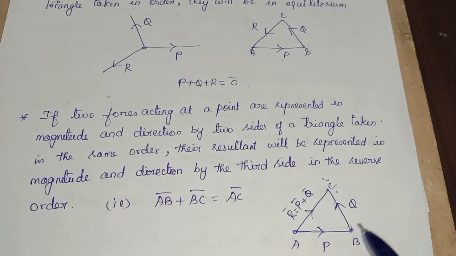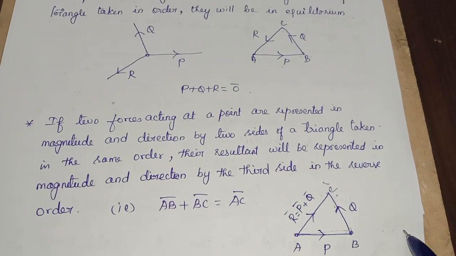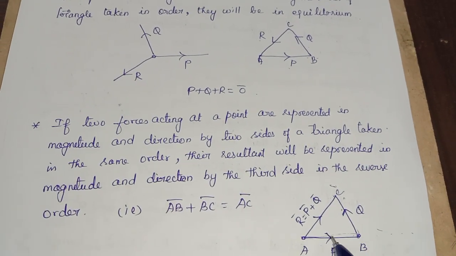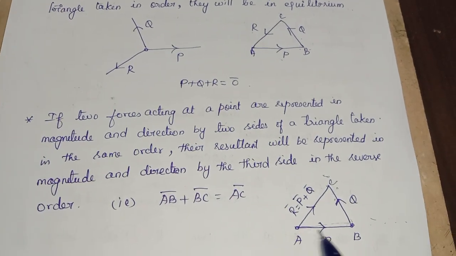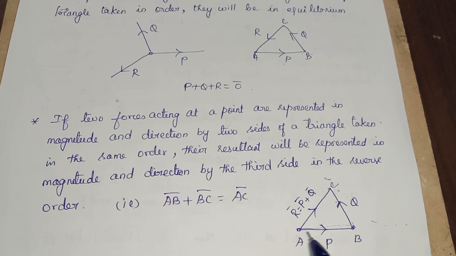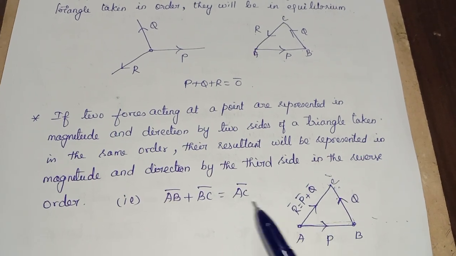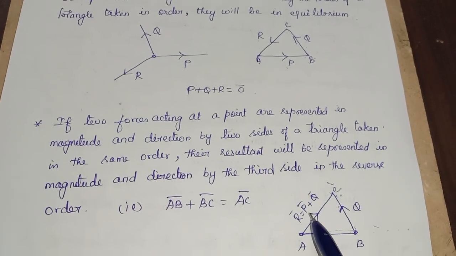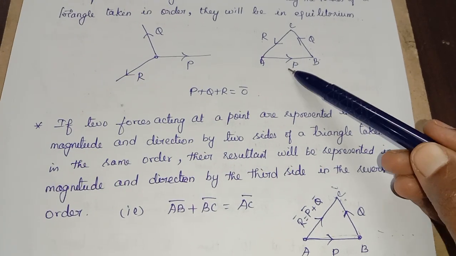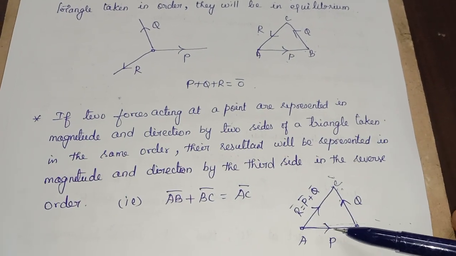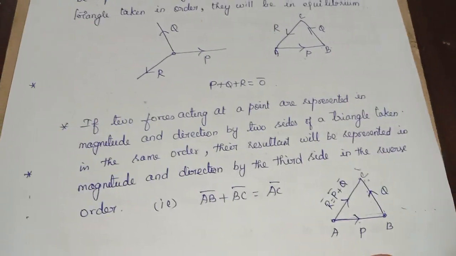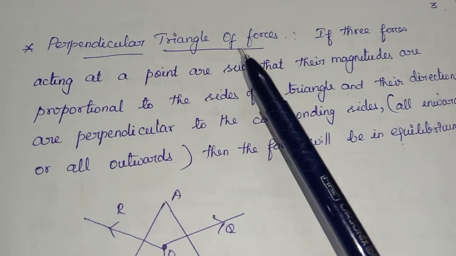We can apply parallelogram law by extending this AB this side so that P can be considered here. But using triangle of forces, what can you conclude? That is P plus Q is equal to, that is AB plus BC is equal to AC will give you the resultant. That is, here R is taken in the reverse direction because P plus Q plus R equal to 0, no. So if you take it in the reverse direction, that will give you the resultant of these two forces, right?